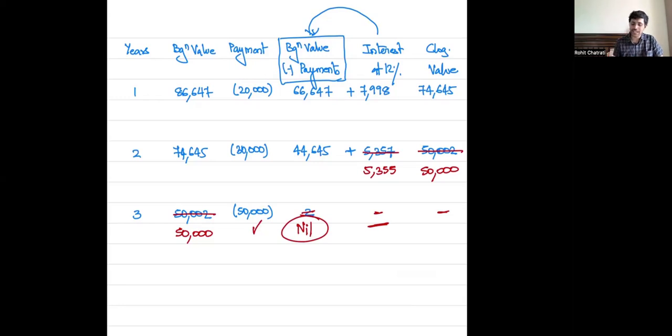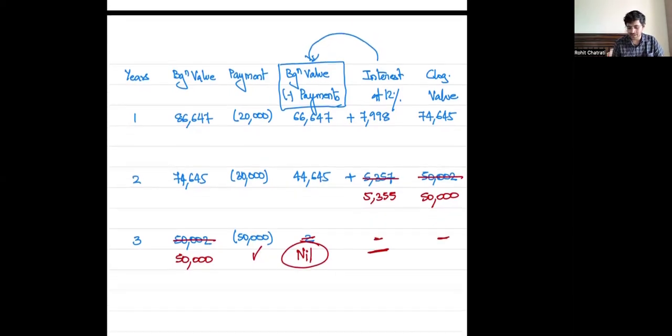What is happening in this case is we have recognized a lease liability of 86,000, but we made a payment instantly of 20,000. Therefore, the borrowing outstanding is only 66,647, and hence interest is calculated only on the 66,000. Interest is calculated on the outstanding borrowing. Because the payment was made in advance, we have an interest expense of 7,998, which increases my lease liability, and we report 74,645. That 74,645 becomes the beginning value for year 2.